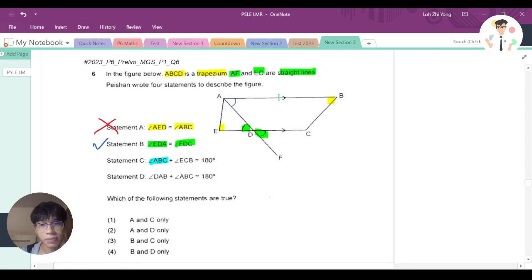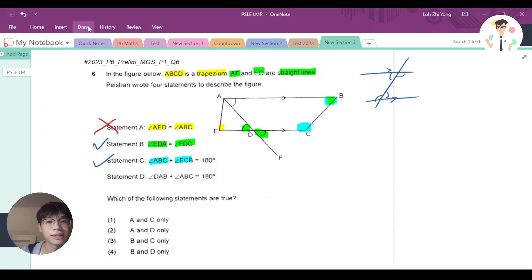Statement C. ABC, so it's here, ABC plus ECB, ECB is 180. The answer is true. As I mentioned, if this is a parallel line, if a line cuts through like this, here plus here will be 180. Of course, here plus here is also 180. Okay, so let's move on.